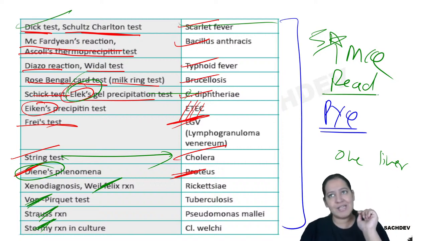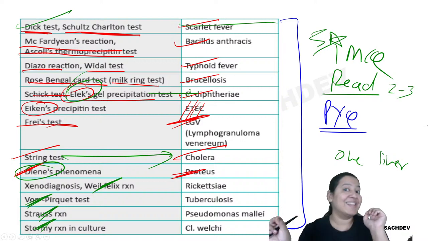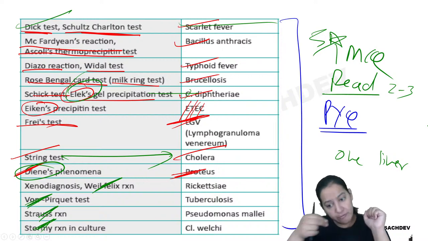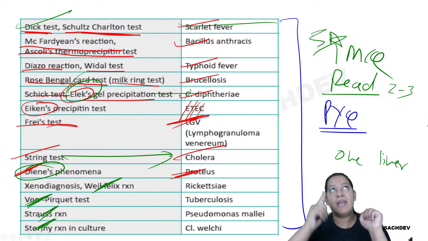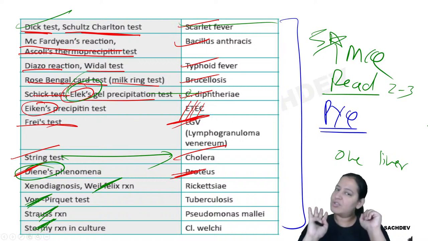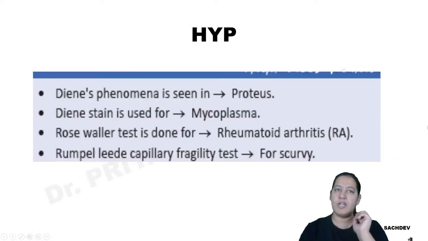Now if you read it twice or thrice, just read it two or three times. In your exam, you don't have fill in the blanks. You don't have to write the answer. You have to tick the answer from the four options. So looking at the four options, it will click in your mind that yes, in the table it is this. So that is the thing. Don't try to mug it up. Just read it twice or thrice. Have you got it? Give me a thumbs up.